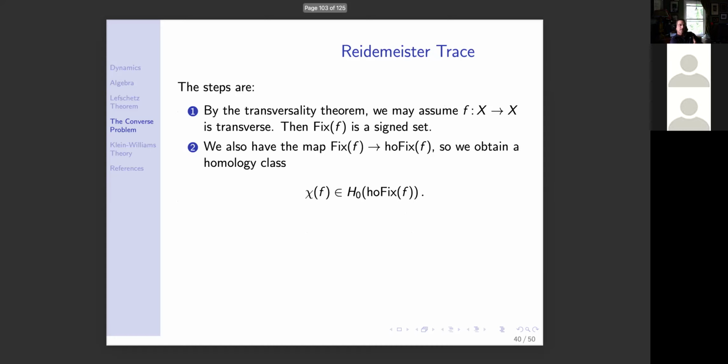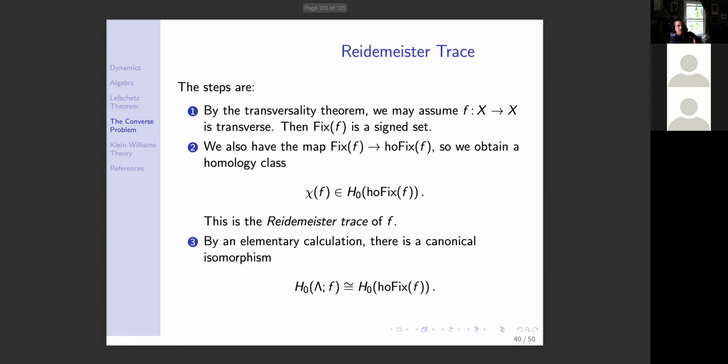Which is a sign. We also have a map from the fixed point set to the homotopy fixed point set. So we obtain the associated homology class, which we'll call chi of f, in the zeroth homology of the homotopy fixed point set, right? That makes sense. And then this construction is called the Reidemeister trace of f.